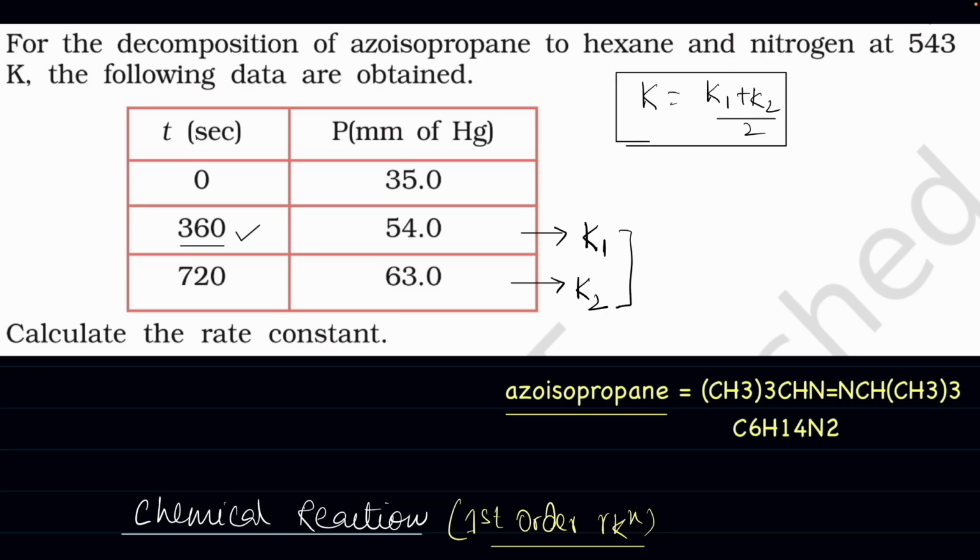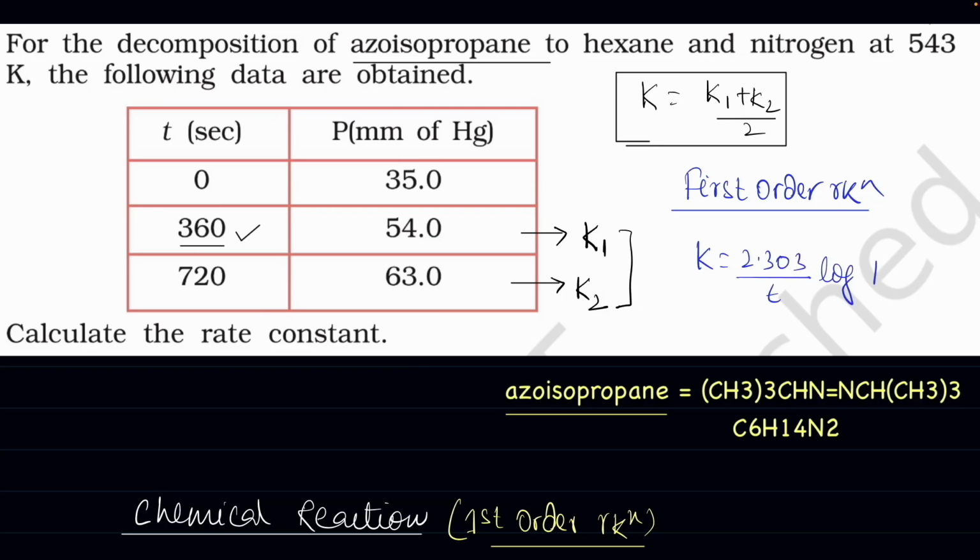I need to mention that this azoisopropane reaction is a first order reaction. For a first order reaction, the K value is equal to 2.303 divided by T, log P naught by P. In the question, we don't know the value of P naught and P. So first we find the P naught and P values, and based on that we can find K1 and K2 separately, and after that we take the average so we can find the value of K. So let's start the question.